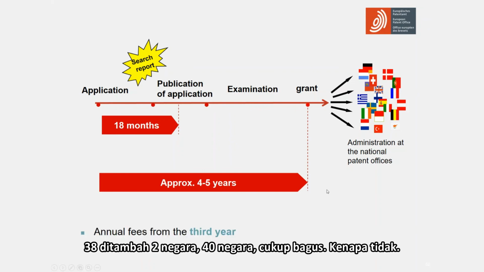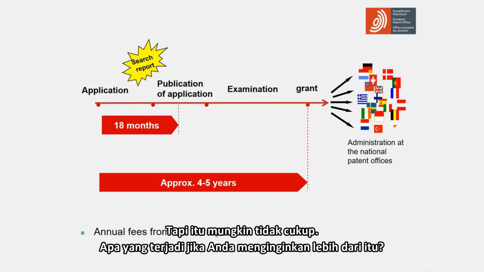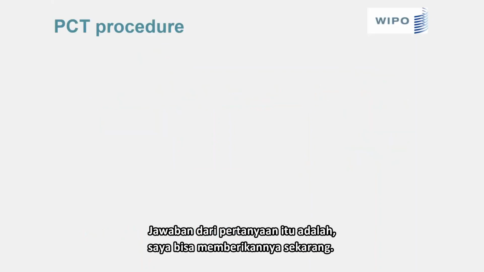Okay, so 38 plus 2 countries, 40 countries, quite good. Why not? It is a big amount of countries out there, but it is maybe not enough. What happens if you want more than that? If you want also other countries rather than European countries, is there a manner to have a world patent?